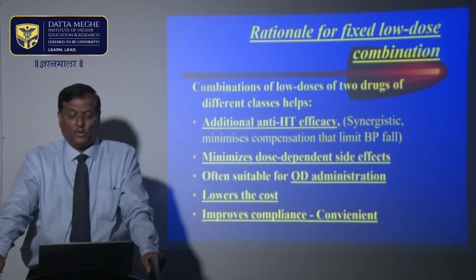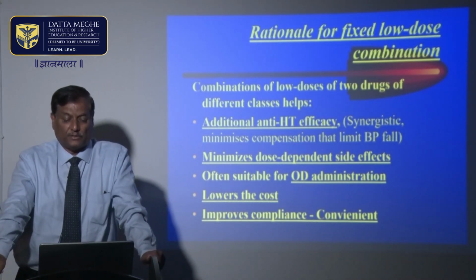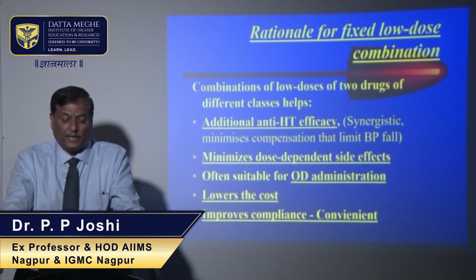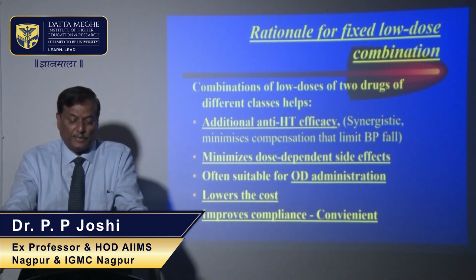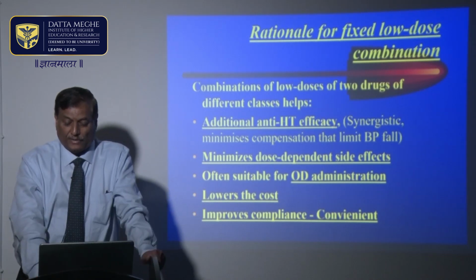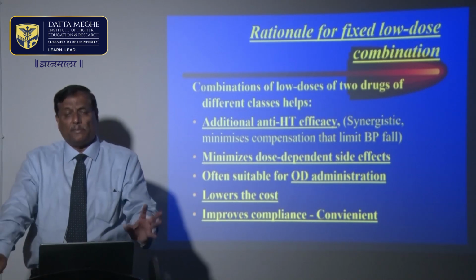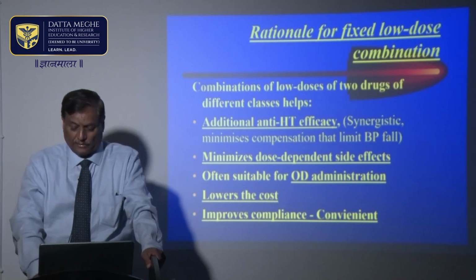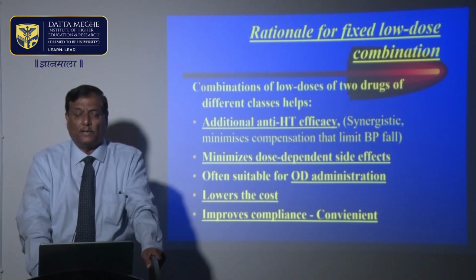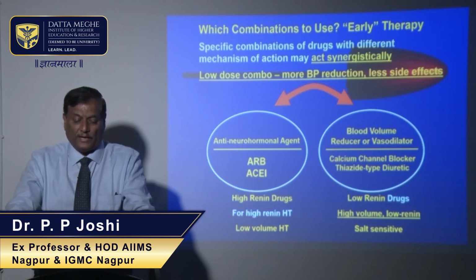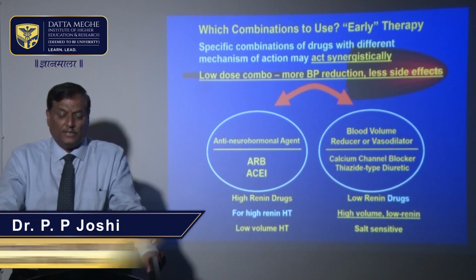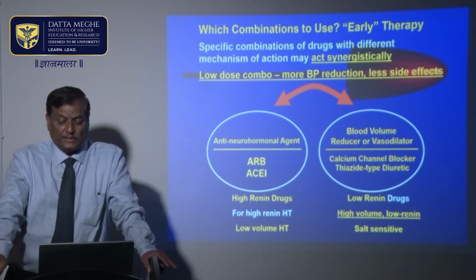We can use a low dose fixed combination to improve compliance, because it will provide additional antihypertensive efficacy and will minimize dose dependent side effects. Once a day it can be administered, cost is reduced and compliance is improved. So combination drugs are definitely useful because they will improve compliance and decrease cost. The number of pills burden would definitely decrease, and we should usually combine 2 drugs which have different mechanisms of action, acting on different pathophysiology.